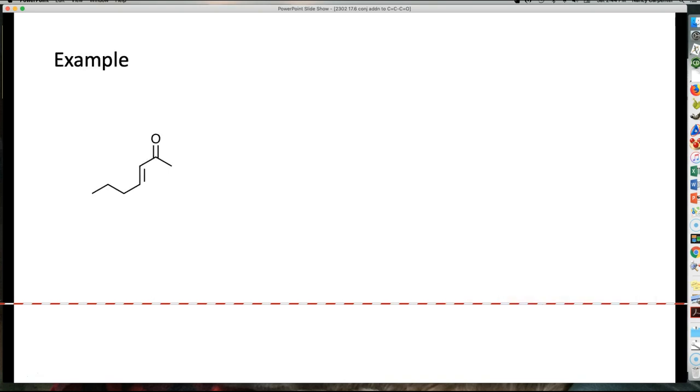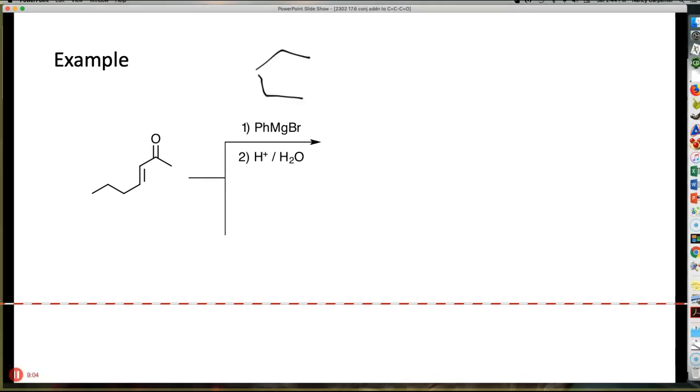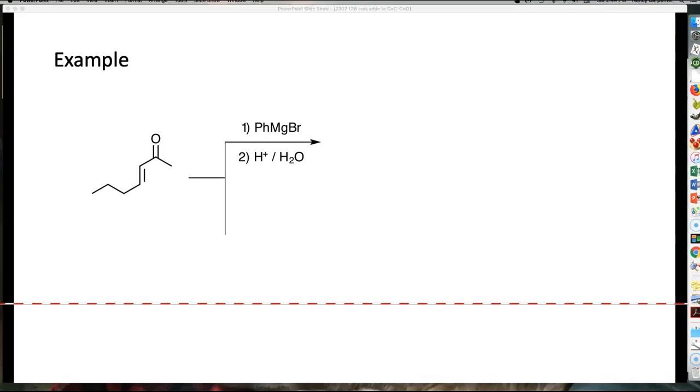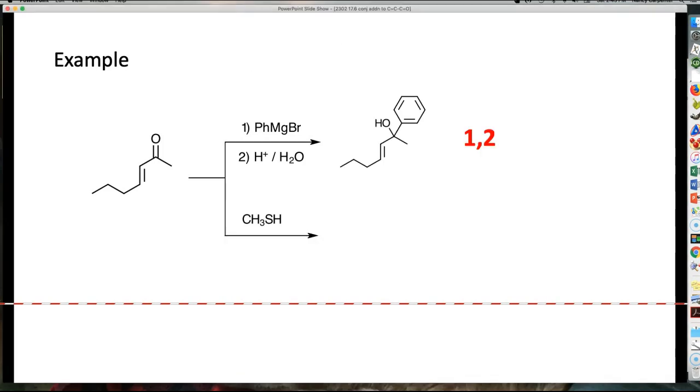So how can we tie all of this together? Well, let's look at an example first. If I have a Grignard, knowing what I know about Grignards, I would consider that a very hard nucleophile. After all, we're sort of thinking about this as this guy. That's a very, very, very strong base, so we would expect it to go 1,2, and in fact it does.